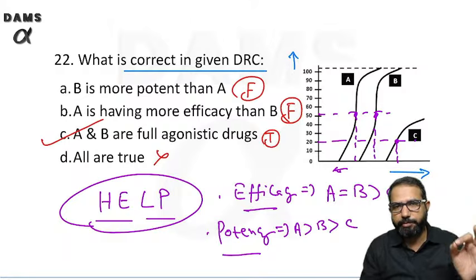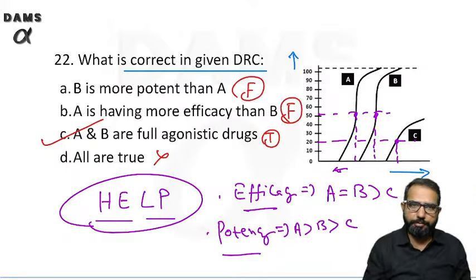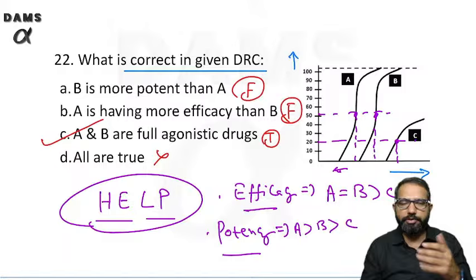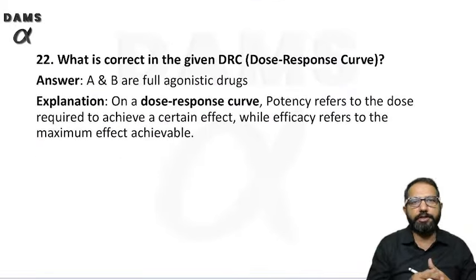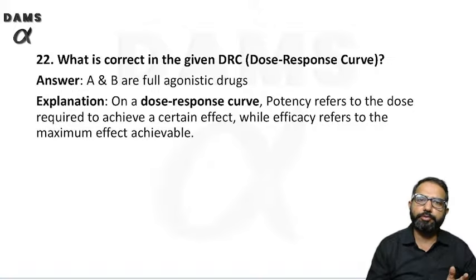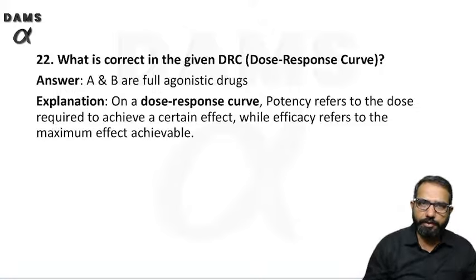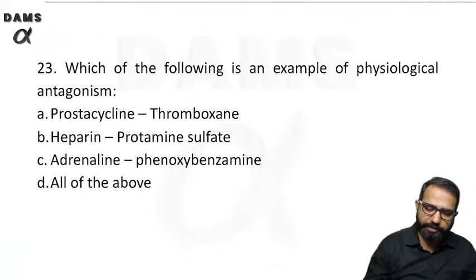Efficacy means the maximum response a drug achieves irrespective of dose. You increase the dose and check the response. Whatever the maximum effect is, that is called efficacy, irrespective of dose. So remember the mnemonic HELP. By DRC, the dose-response curve, you can compare the efficacy and potency.